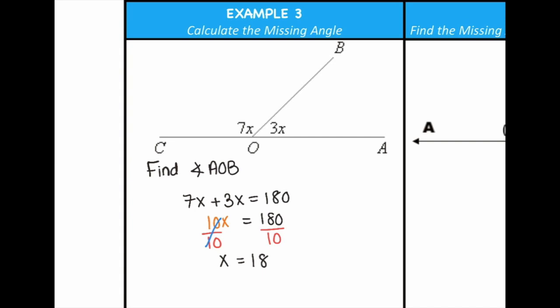Now to find angle AOB, we need to plug that missing value into the measure for that angle, which is 3x. So if we substitute that value for x into that expression, we know that angle AOB is supposed to equal 3 times 18. And when we calculate that, 3 times 18 equals 54. So our missing angle is 54 degrees.